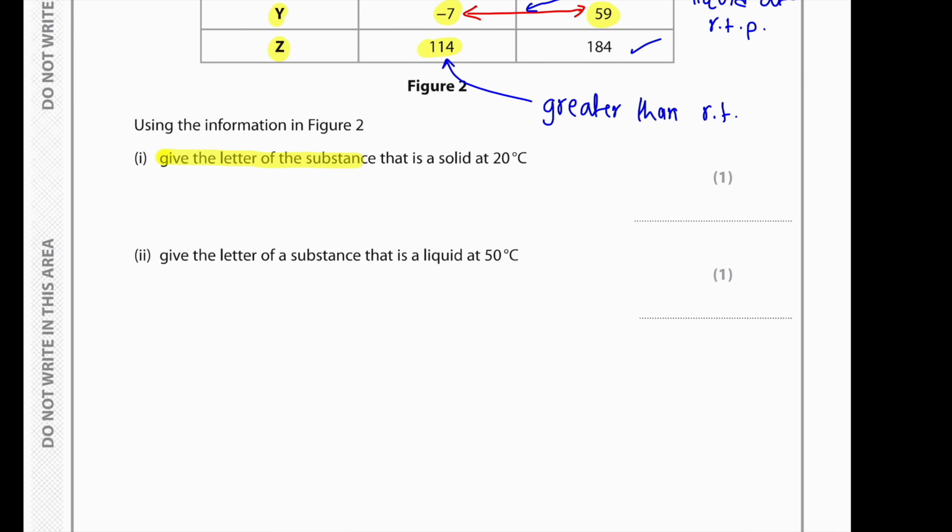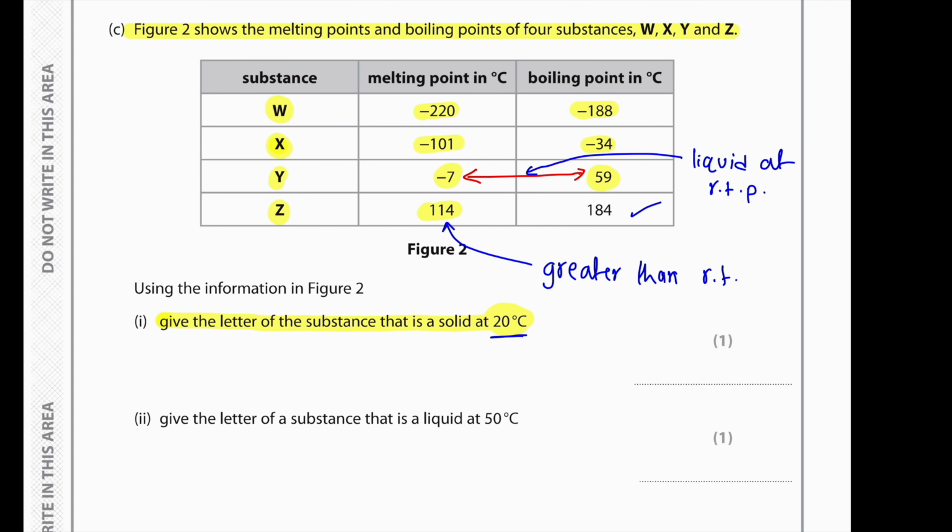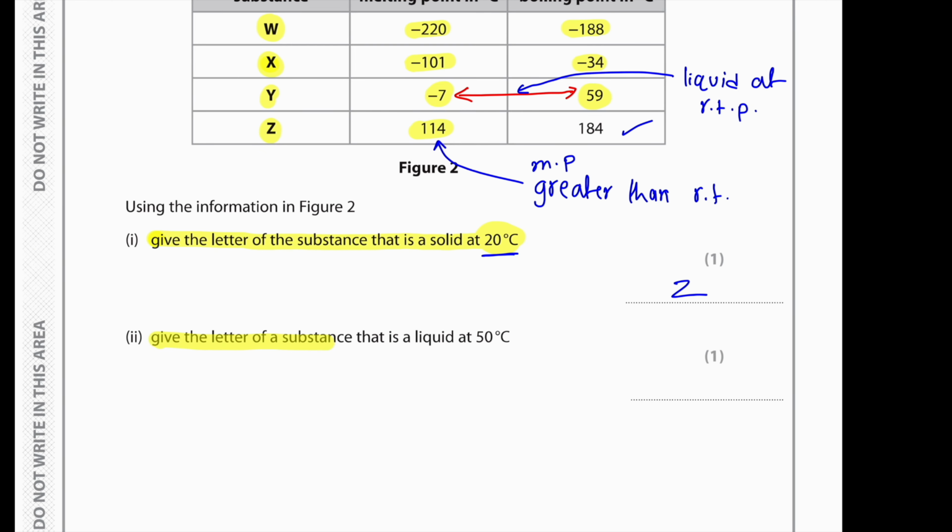Give the letter for the substance that is a solid at 20 degrees Celsius. Solid at 20 degrees Celsius will be Z because its melting point is greater than room temperature. Give the letter of the substance that is a liquid at 50 degrees Celsius. Substance Y is still a liquid at 50 degrees Celsius and it boils at 59. So substance Y will be the answer.